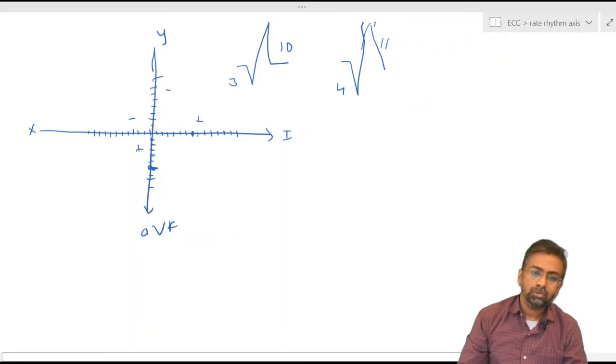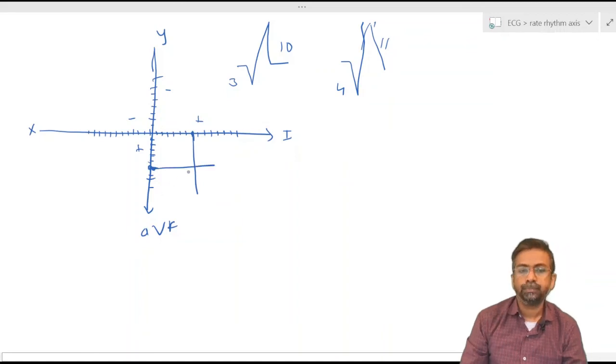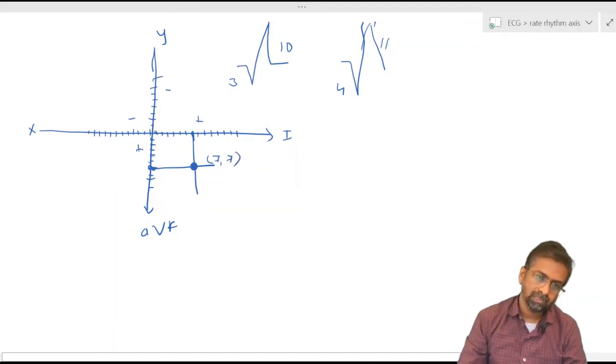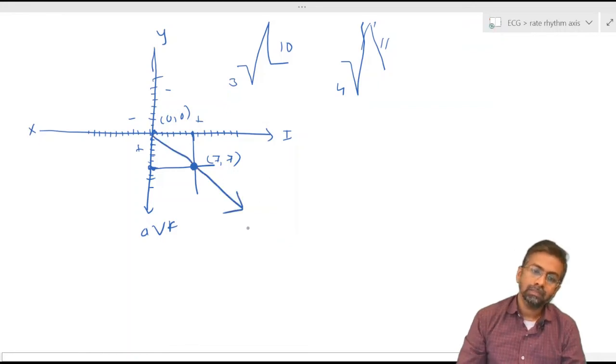Then you draw a perpendicular from this point and one perpendicular from this point, and they will meet here. You will get this intersection point. This point will be labeled as 7 and 7, but anyway you need to focus on this point, and here is one point at the center, 0, 0. You draw a straight line meeting these 2 points. That is the axis of your heart.